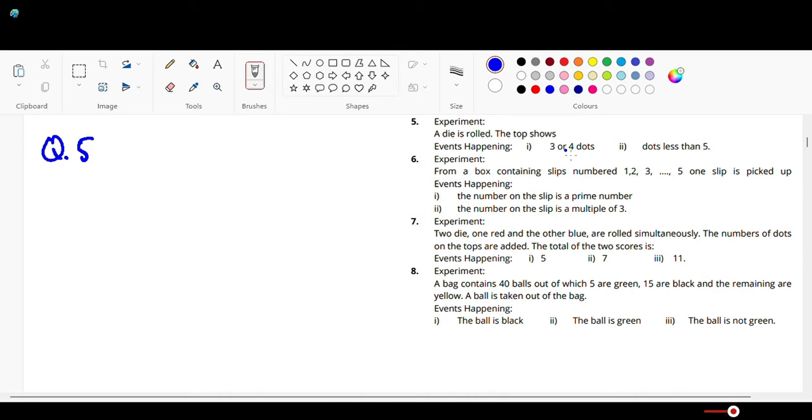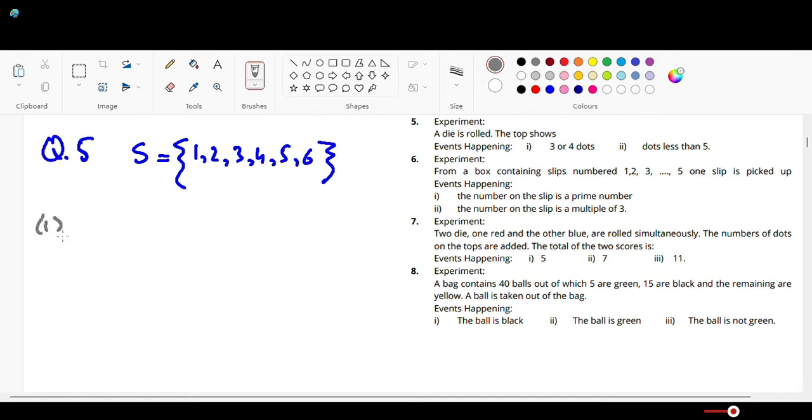First of all, a dice has 6 dots, right? So the sample space for this one will be the set S equal to 1, 2, 3, 4, 5, 6, because these are the possibilities. We could get one dot, two dots, any number of dots from 1 to 6. And it asks what is the probability that we get 3 or 4 dots. So let's create an event.